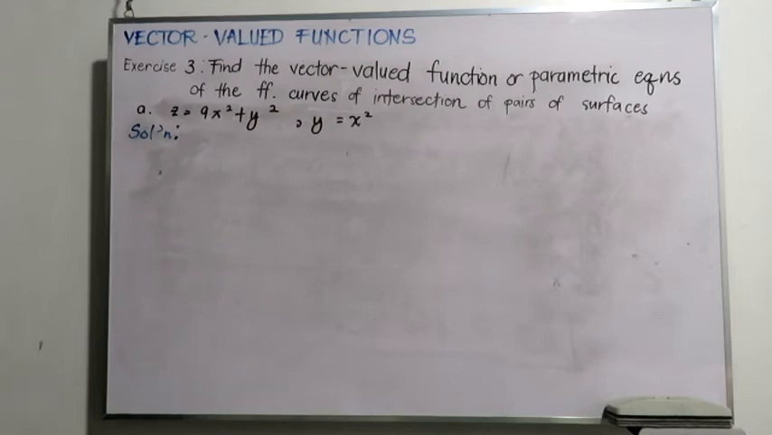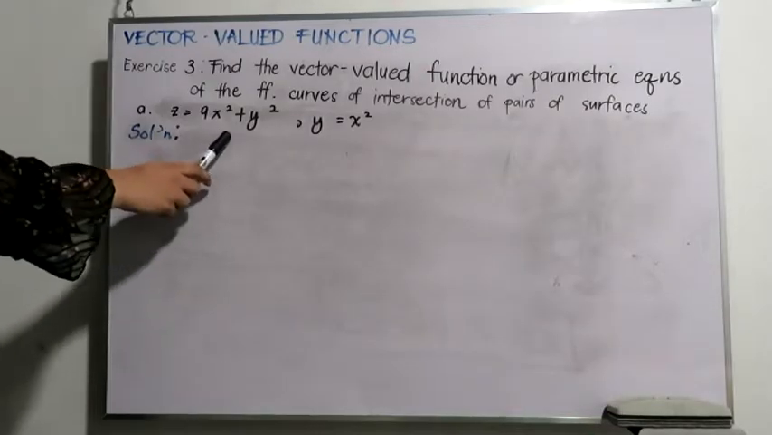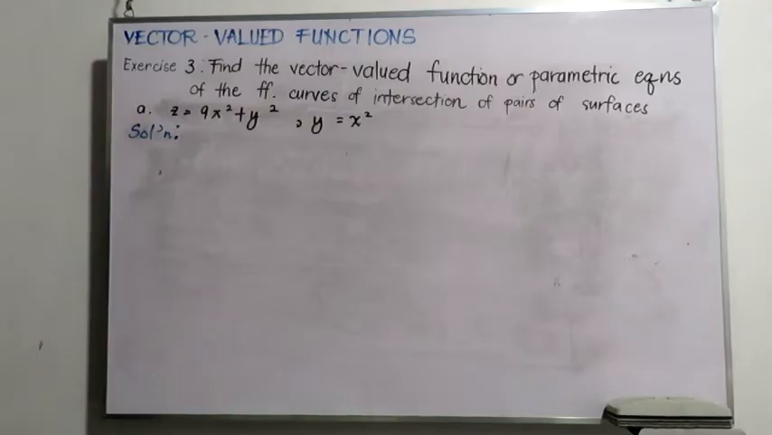This time, we will look for the vector valued function of the curves of intersection of the given pairs of surfaces. To start with, we have the pair z equals 9x squared plus y squared and y equals x squared. As noted from the lecture, it is not necessary to graph the surfaces, but to satisfy our curiosities, let us look at the graph first.